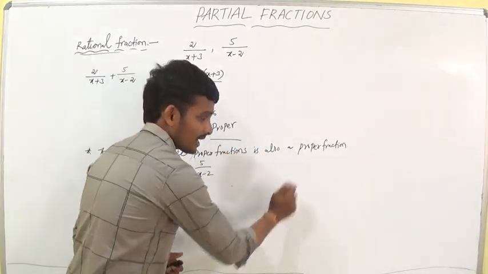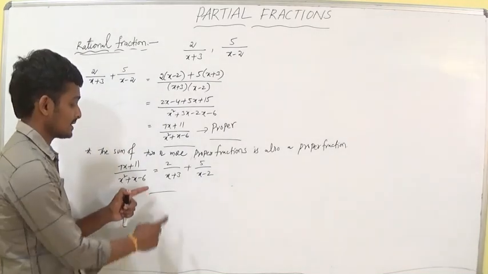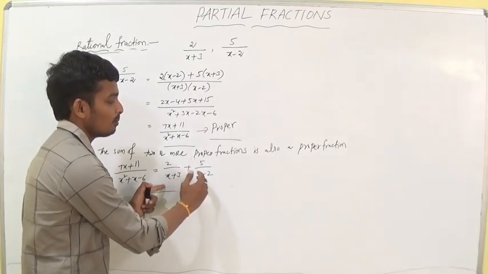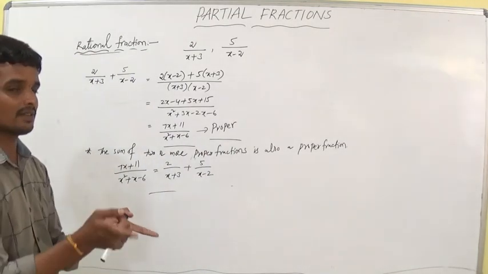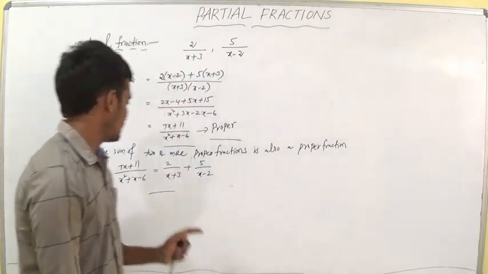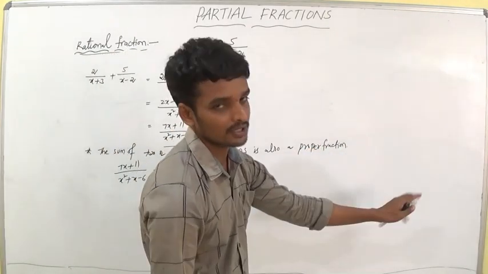A proper fraction can be expressed as the sum of two or more proper fractions. That means, the converse: the sum of two or more proper fractions is also a proper fraction.